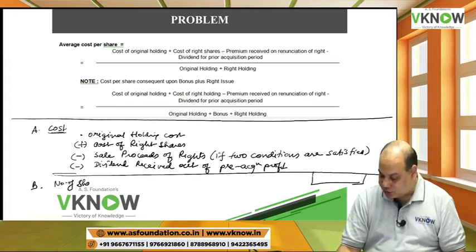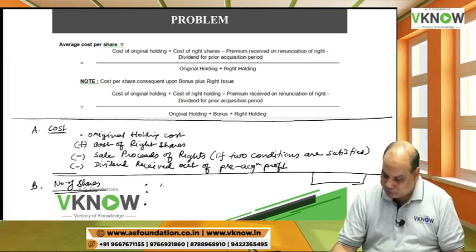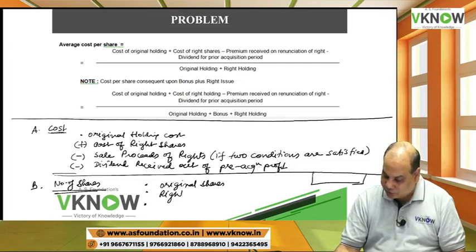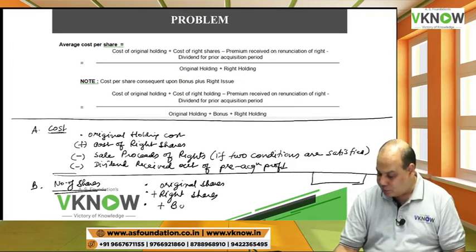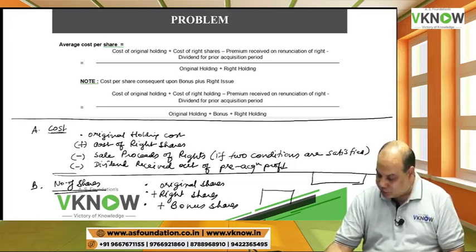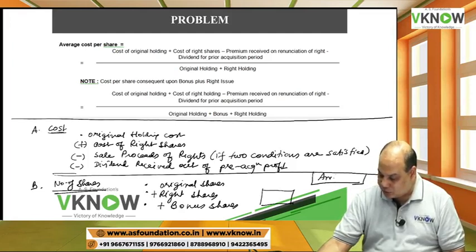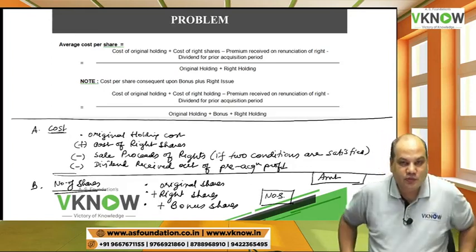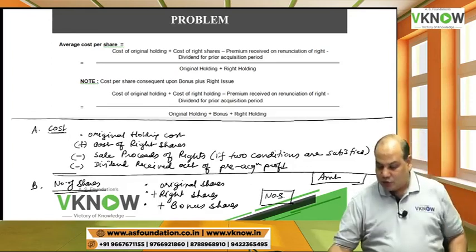divide by the number of shares. The number of shares will consist of three items: your original shares purchased from the market, right shares purchased from the company, and plus bonus shares, the number of bonus shares received. So this will give you the number. Amount divided by number will give you the average cost per share.